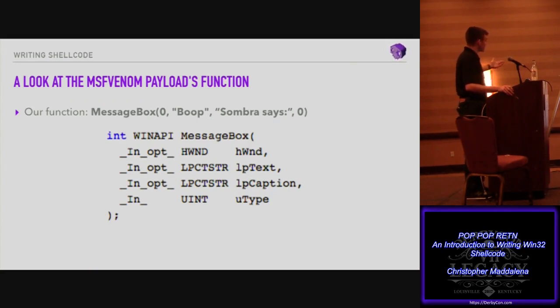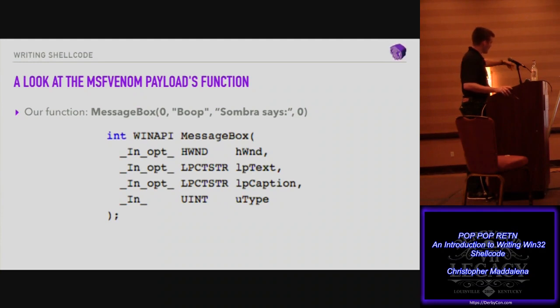First thing we notice is there's actually 4 arguments rather than just the 2. Those were kind of hidden from us with MSF Venom. And if we look through the documentation on MSDN, we learn there's also a couple other things we need to know. For one, our text and caption, it doesn't want ASCII text. It won't run with just the text. It actually wants pointers to those. So that's just an extra step we're going to have to add in there.